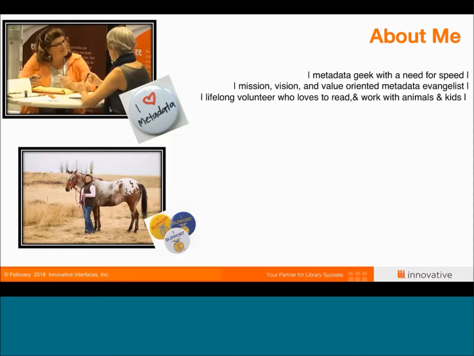And on a personal note, I'm a lifelong reader and volunteer who, despite running fast in development life, loves, as these pictures show, to work with animals and kids. They bring me balance and connection and remind me that there's more to life than metadata. And as the pictures show, I live in eastern Washington State, not Seattle, on the other side of the mountains, the Cascades, if you will, which, as these pictures show, looks a lot like Montana in spots.